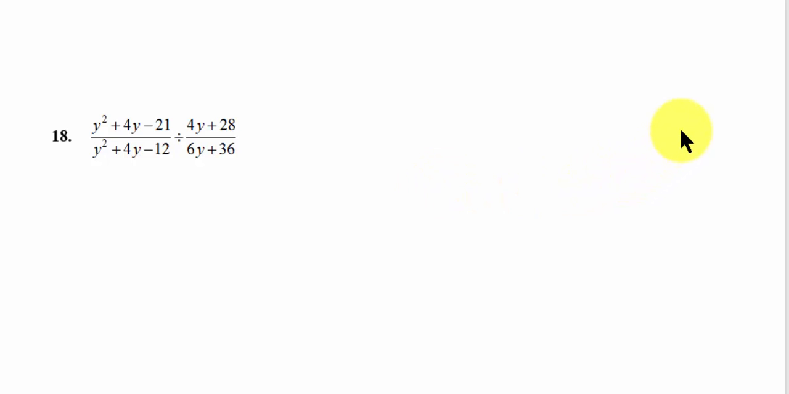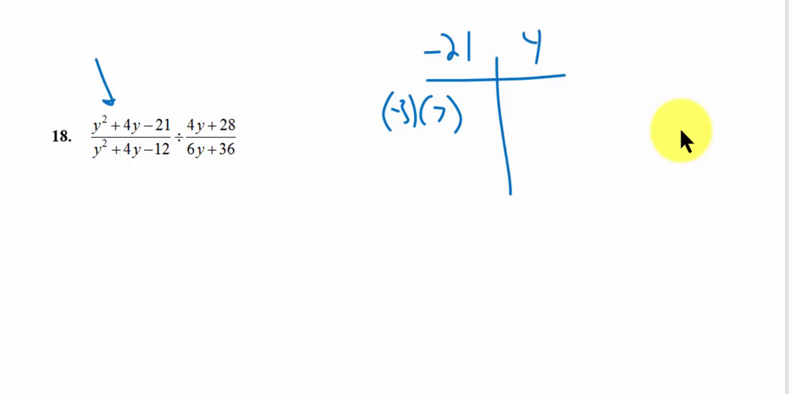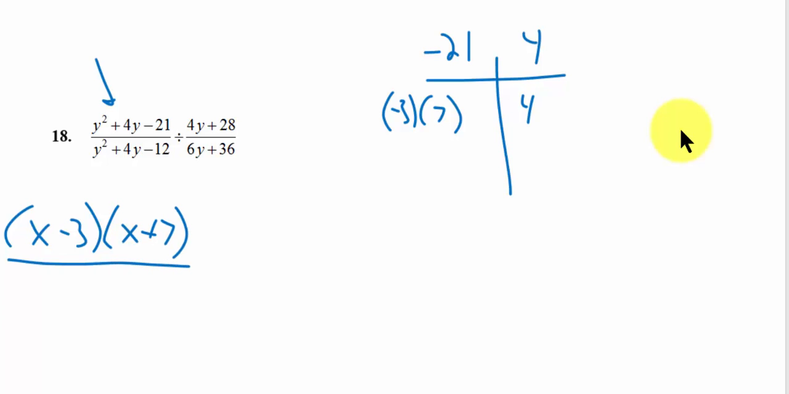All right, so we have a trinomial on the top, right? So that looks like it's going to be one of those: what two numbers when multiplied leave me with negative 21, but when added leave me with positive 4? So I'm thinking 3 and 7. So negative 3 times positive 7 results in negative 21. So the first fraction is going to be x minus 3, x plus 7. Okay? And that's coming from here, minus 3 and 7.